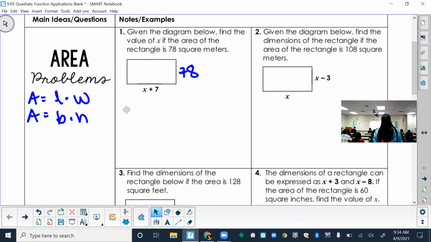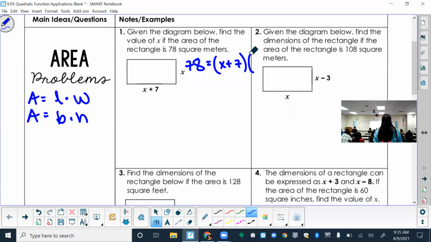And then what is my length? X plus 7. And what is my width? X. So given that information from this diagram, I can figure out what x is. So looking at this, I need to multiply the right side out. How do I multiply that? What's that called? Good. It's the distributive property.